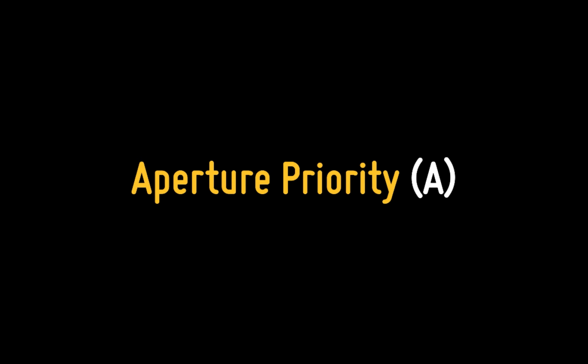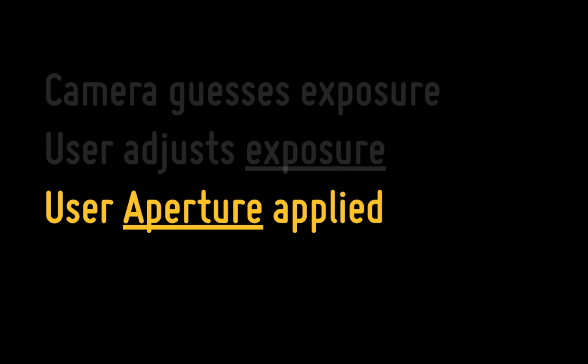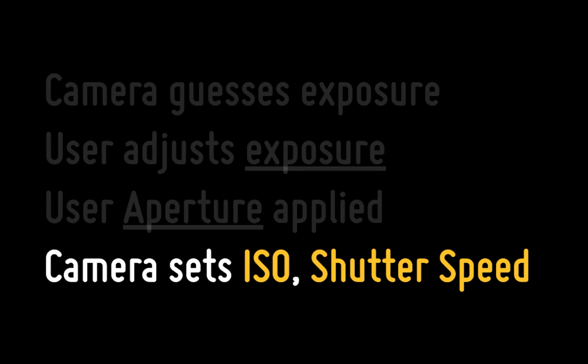Aperture priority is the equivalent, but for aperture. So the camera guesses the exposure, you can adjust the overall exposure, and then you can also say, this is the aperture I would like you to use, and then the remaining two parameters will be picked on your behalf.